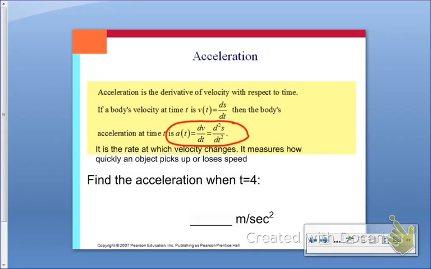That's it. So let's go back to our problem. Find the acceleration when t is equal to 4. Our first derivative, we're going to find our second derivative now. Our first derivative was 2t minus 3. So what's our next derivative, or the derivative of 2t minus 3? 2.